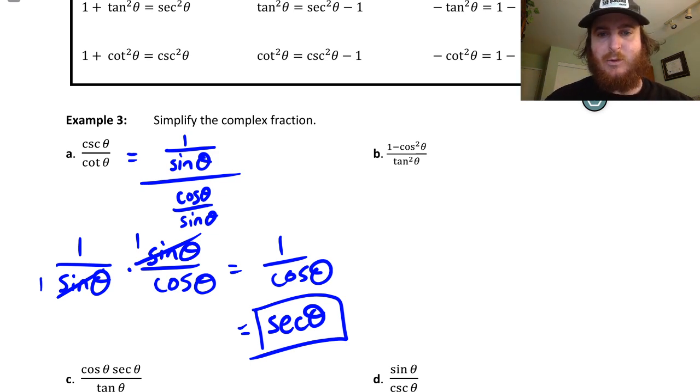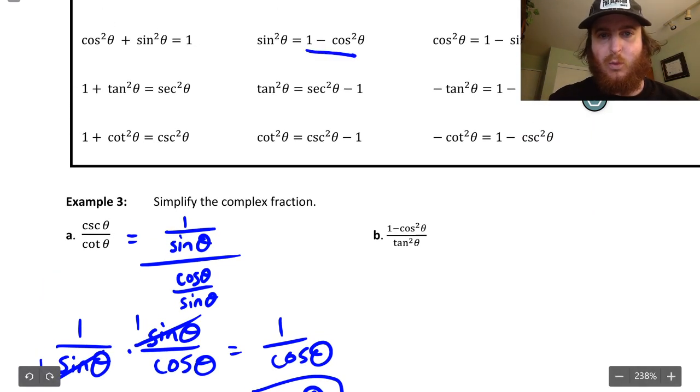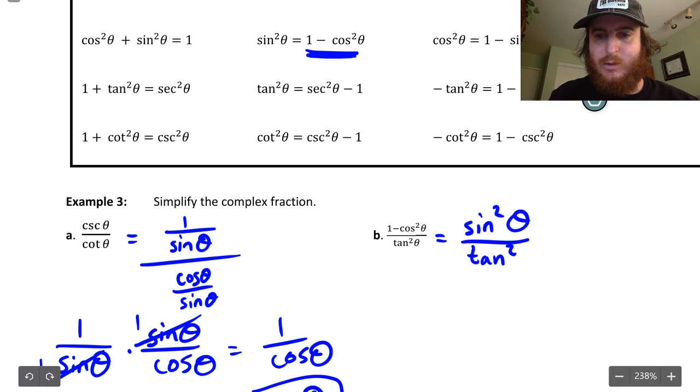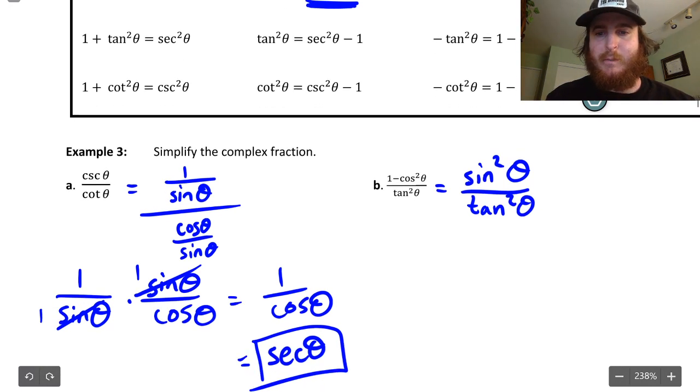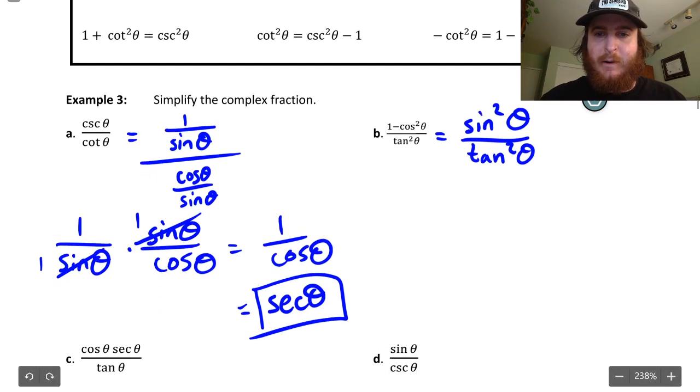Okay. Next one, 1 minus cosine squared theta, right? I said whenever we see these squareds, we want to be looking at our identities. So 1 minus cosine squared theta we can rewrite as sine squared of theta, right? So now we have sine squared theta over tangent squared theta. Now let's try to replace, and like I said, if we can, let's try to leave sine and cosine as much as we can.